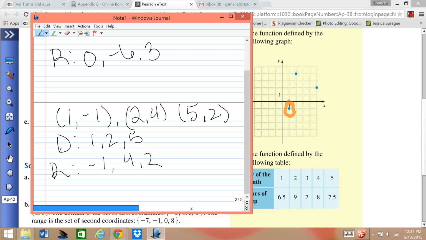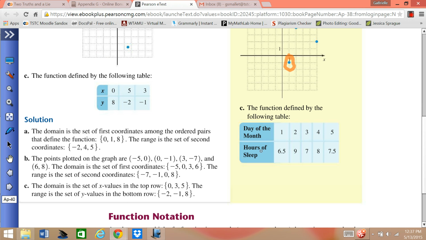Okay, so if you look at the following table, once again on C, it says identify what the domain is and the range. Well, the domain would be the days of the month, and then the range would be your hours of sleep. So the first row would be your domain, and the bottom row would be your range.